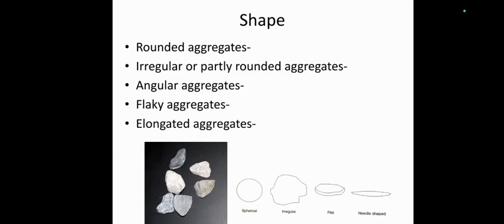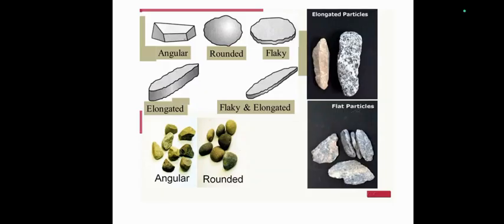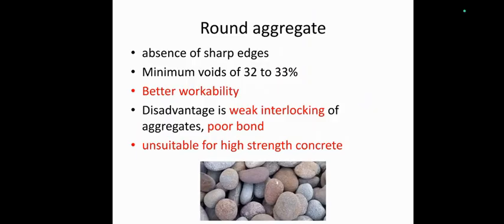Next one is classification based on the shape. Based on the shape, it is classified as round aggregate, irregular or partially round, angular, flaky, and elongated. These are the different pictures which show the shape. Round aggregate means the absence of sharp edges. The voids involved will be 32 to 33 percent. As it has no sharp edges, the workability will be very good, but the interlocking will be very poor, and it is not suited for high strength concrete.